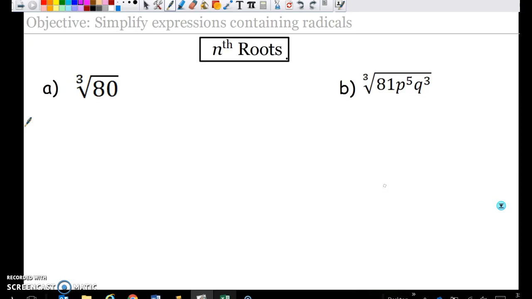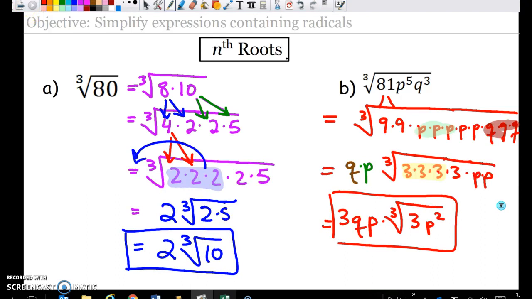Okay? We can have higher roots. So for instance, a third root of 80. Now I'm going to pause this and show you how I simplify these. You'll have to pause the video and copy these down.